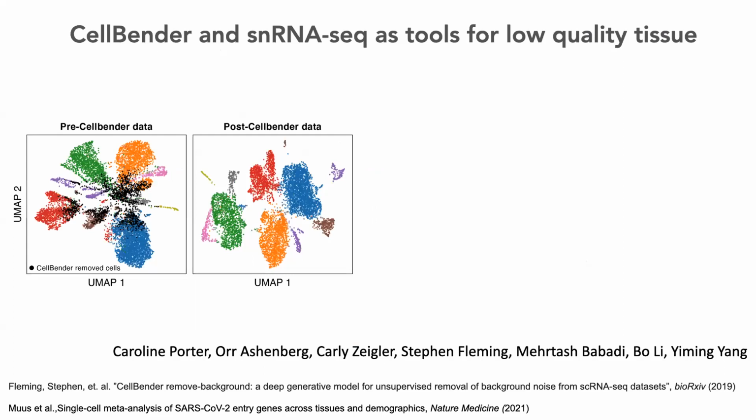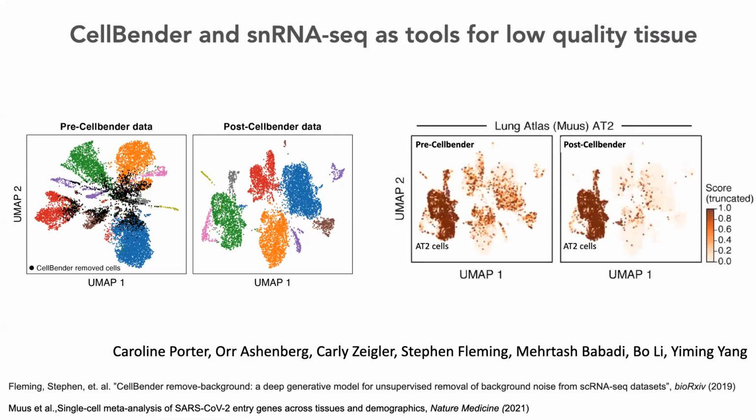So here I'm showing cluster UMAPs, and on these maps, each dot is a cell, and cells with similar gene expression profiles cluster together. Each cluster is a different color, and as you'll see in the next few slides, we can often define the cell types within these clusters. The cells that CellBender actually identified for removal are shown as black dots in the UMAP on the left. And you can see on the right that after CellBender, we really see improved separation of our clusters.